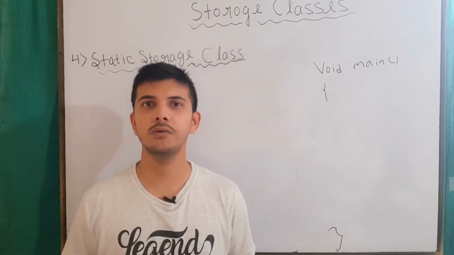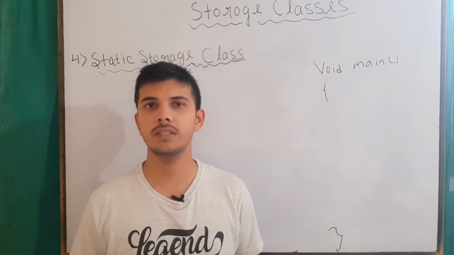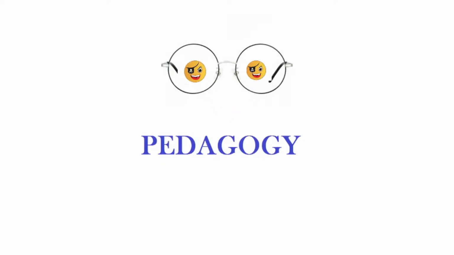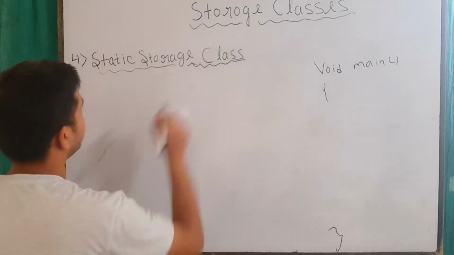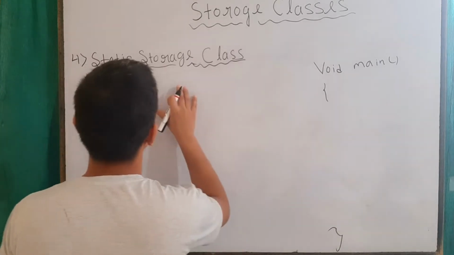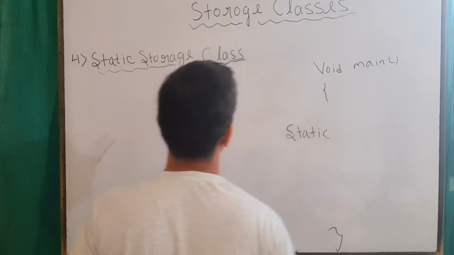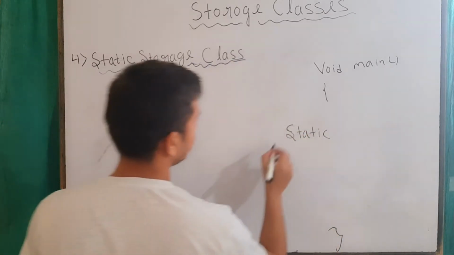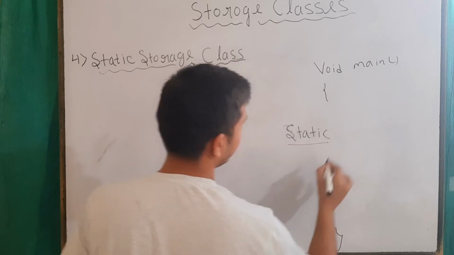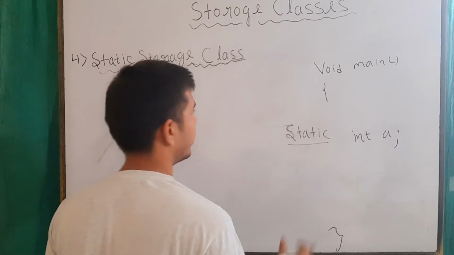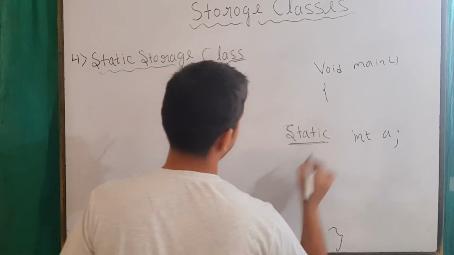In this video, we are going to study our last storage class, which is the static storage class. So let's begin. So, static storage class, right? First of all, let's see how it is defined. For stating that we are using static storage class, we use the static keyword, right? Static int a, or it could be character, float, anything, whatever you like, but we use the static keyword here.